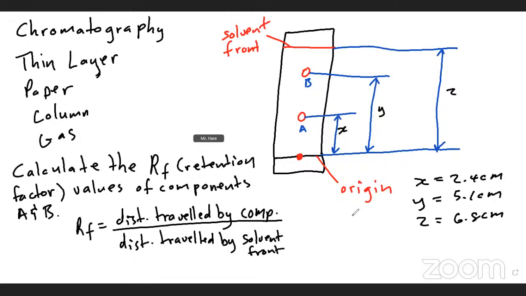All right. So for A, it traveled a distance of 2.4 centimeters, and the solvent front, which is Z. So the solvent front is the distance from the origin to where we stop it, up here. Yes, this is the last thing. All right, so 2.4 divided by 6.8.